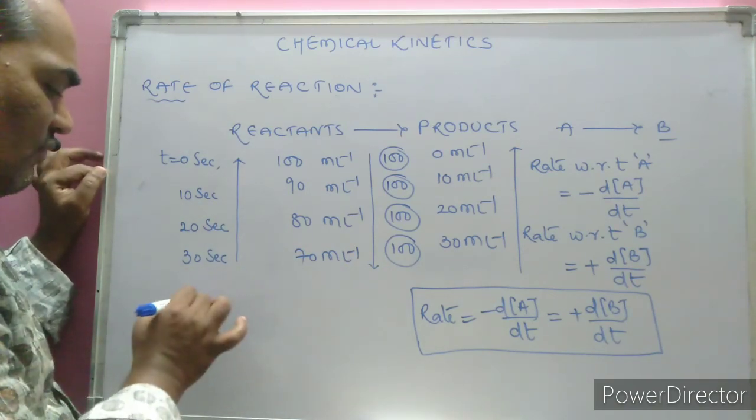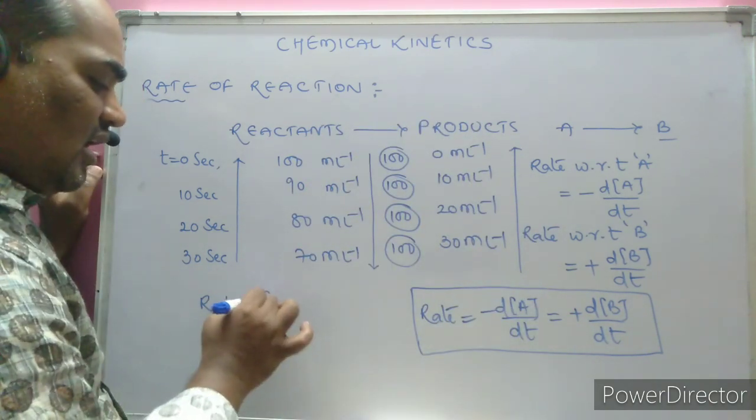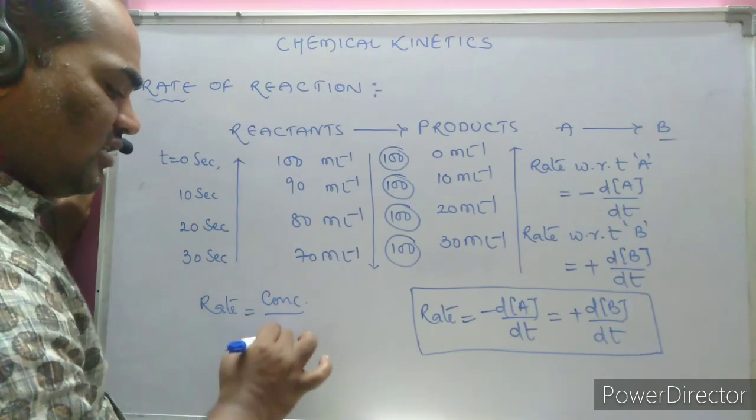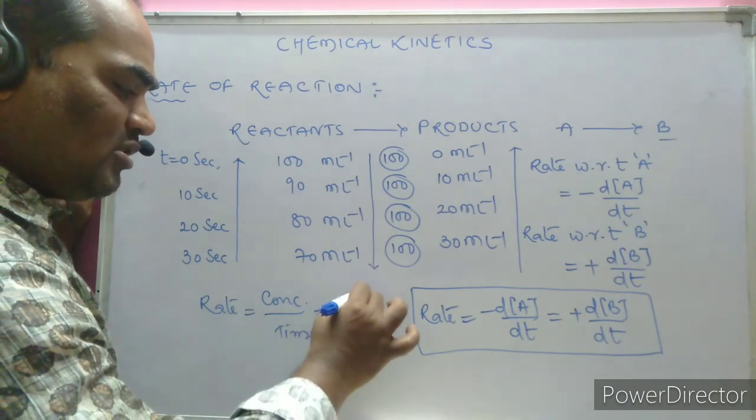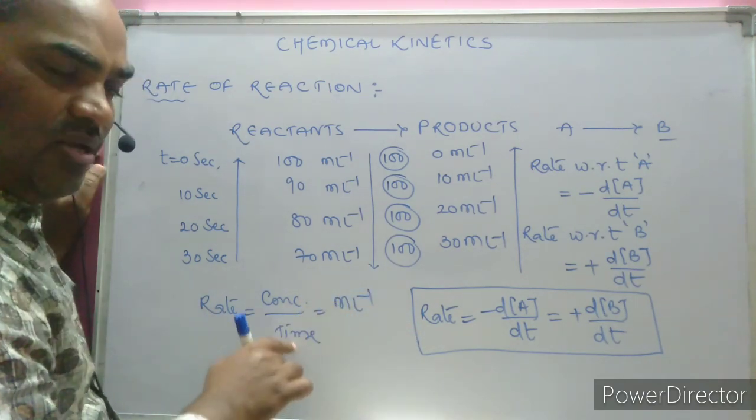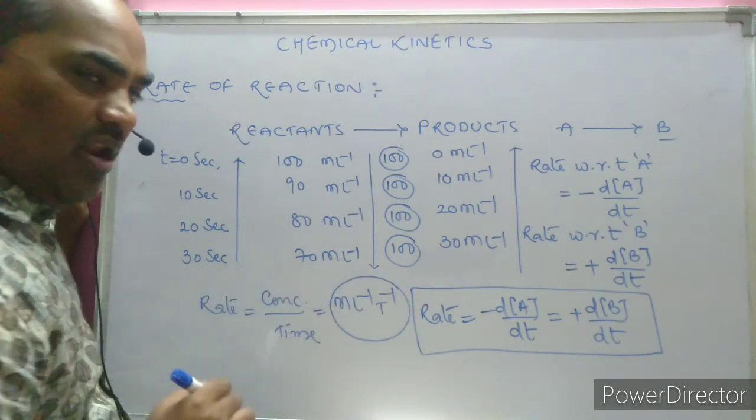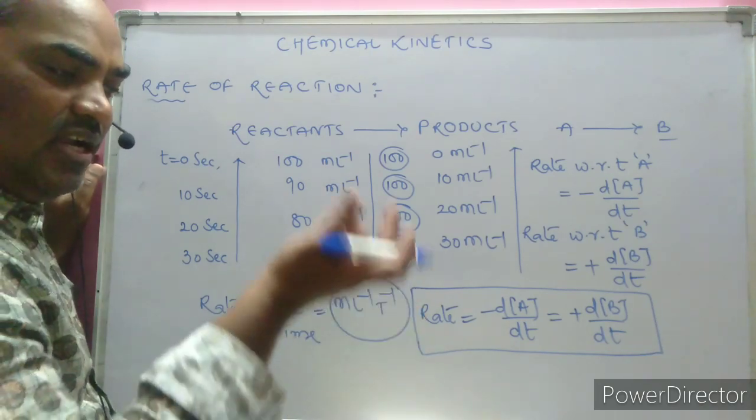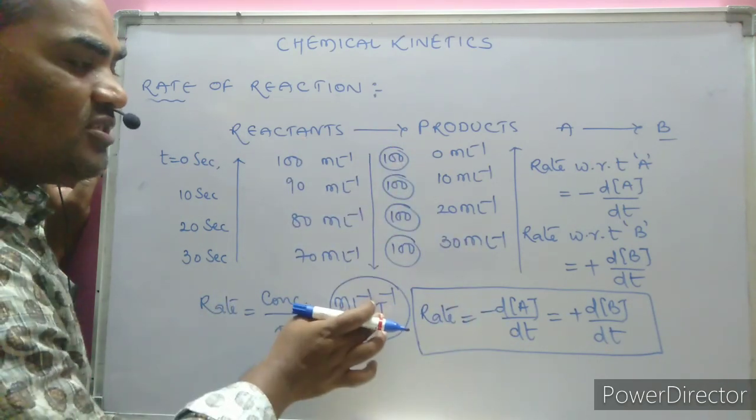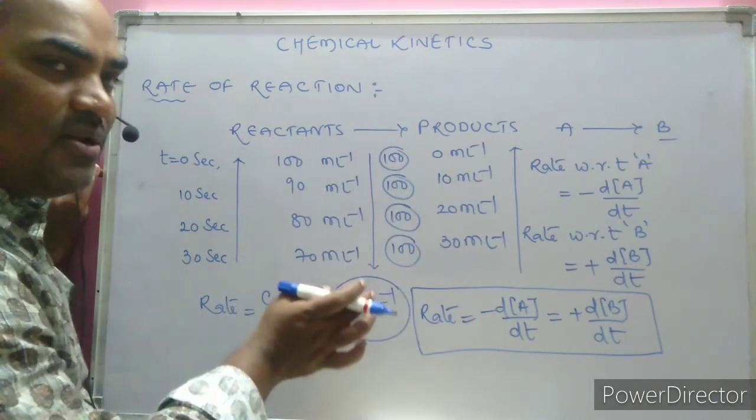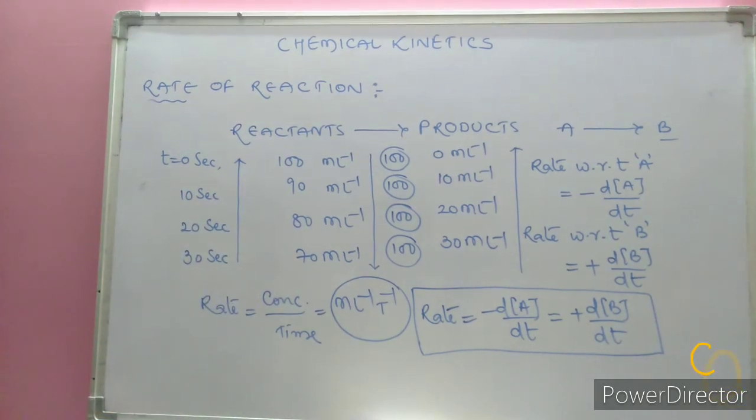Then, very important, what are the units for the rate? Rate is equal to change in concentration by time. What are the units for concentration? Moles per liter. What are the units for time? It is time. When it comes to the numerator, the units are moles per liter per time. The time may be given in seconds, minutes, months, days or years, whatever it is given, that represents the time. This is the concept of rate of reaction.